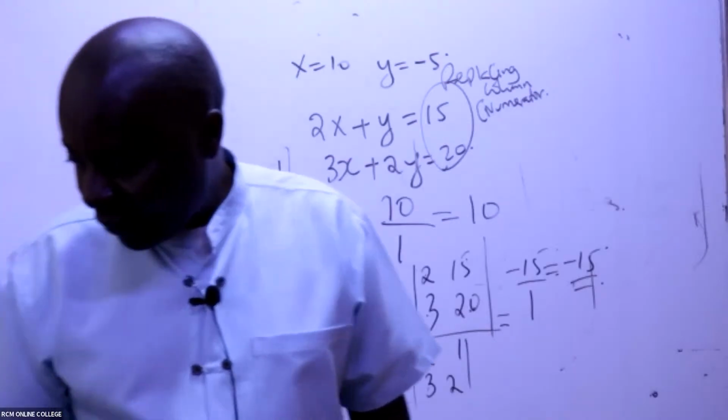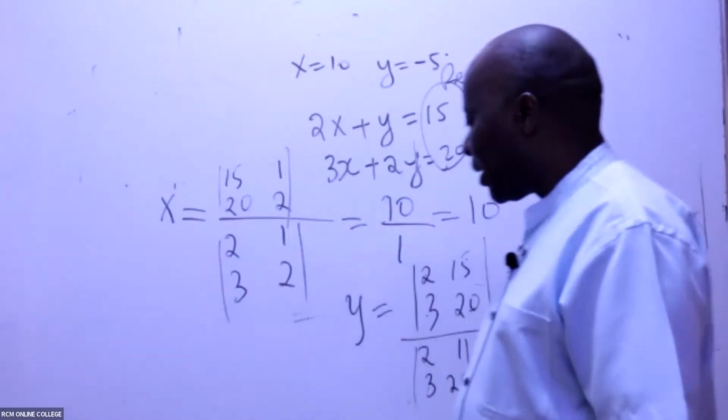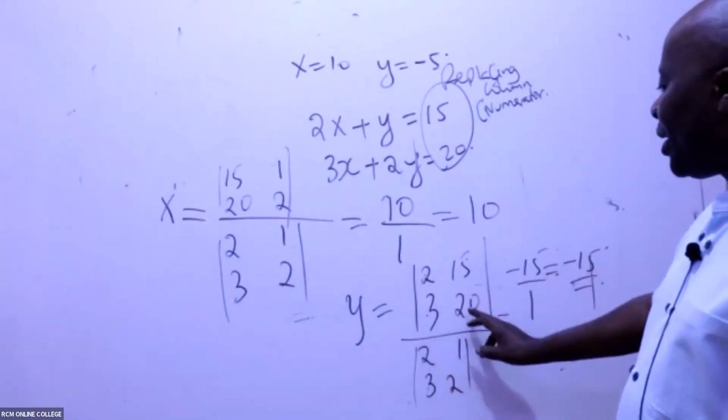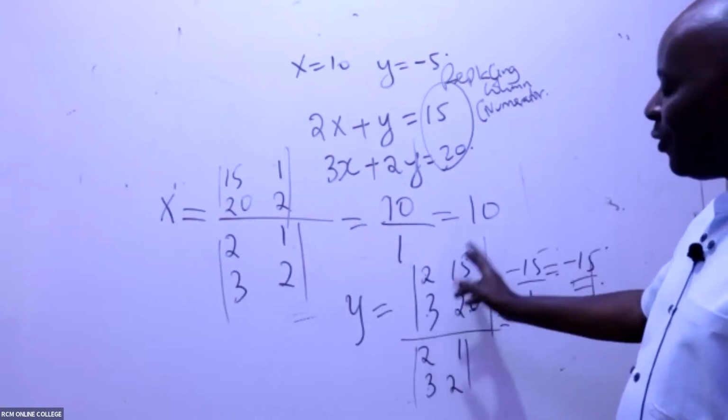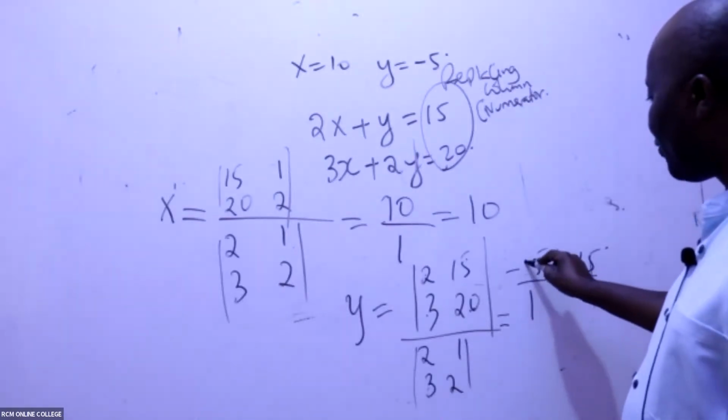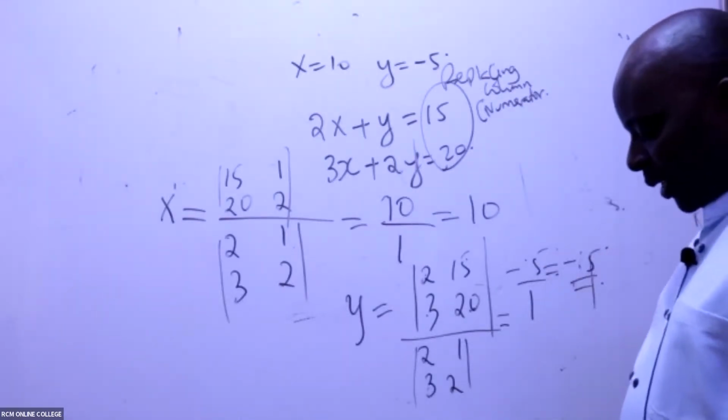Okay, it is -5, not -15. Let's see. They're saying it's -5. Yeah, 2 times 20 is 40, 40 minus 15 times 3, 45. Yeah, it's -5. Thank you very much for that. So the final answer is -5.